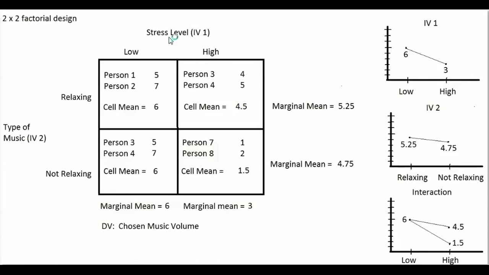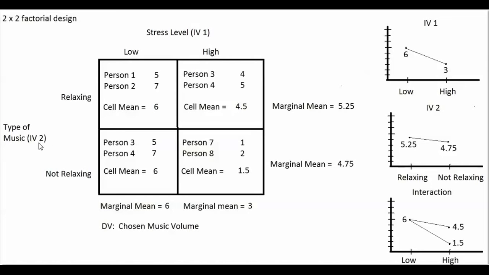I have two independent variables. The first independent variable is stress level, and the two levels are low and high. The four participants in the high stress condition are having some type of stressful experience during the experiment, and the four participants in the low stress condition are not having that stressful experience during the experiment.